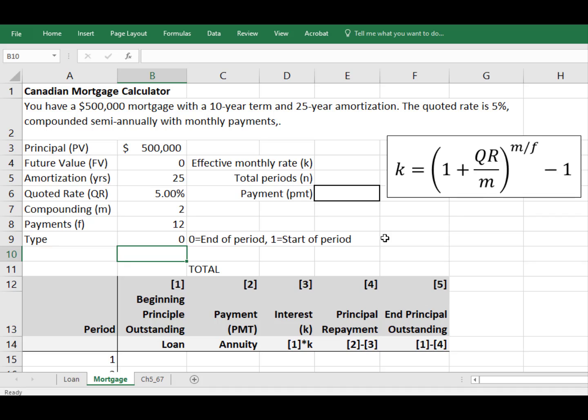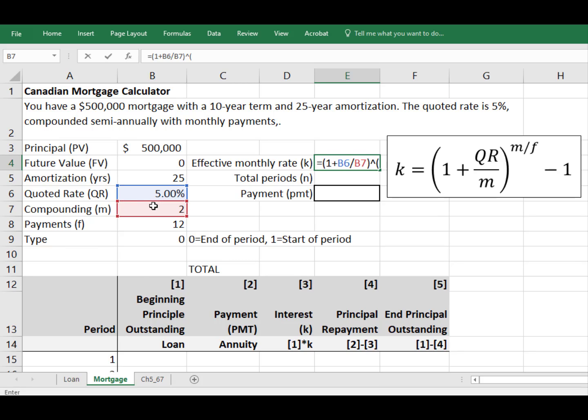First thing we need to do, though, is convert this quoted rate into an effective rate using this formula up here in order to be able to calculate what our monthly payments are. So using Excel, we're going to hit equals. We're going to take open brackets, 1 plus our quoted rate, divided by the number of compounding periods per year, which is 2, m. Close brackets, raised to the power of.